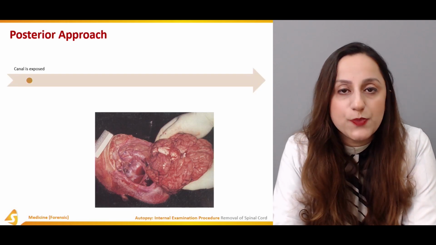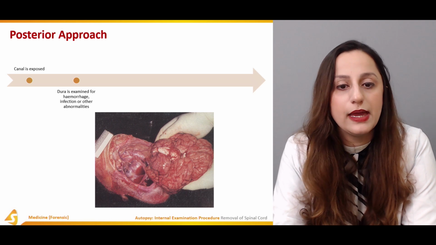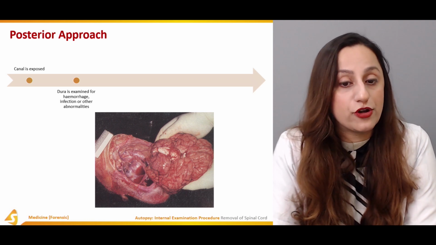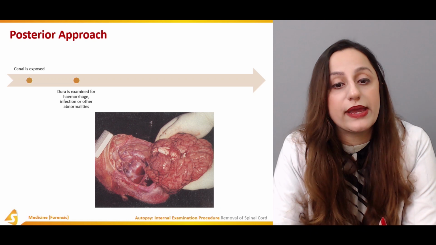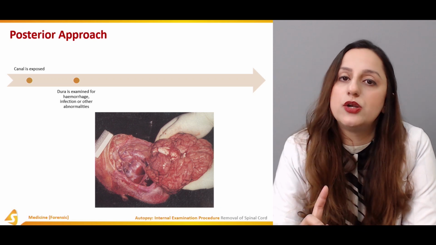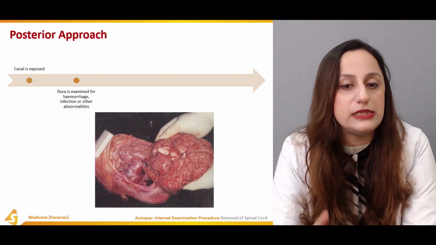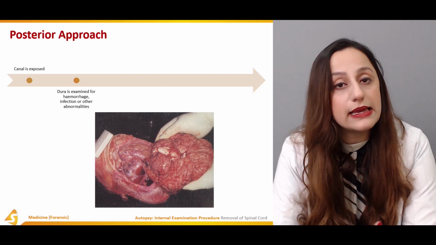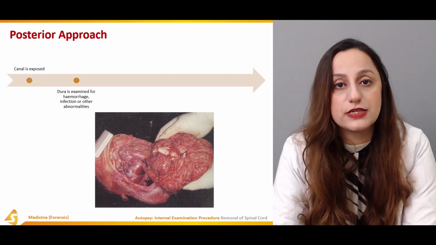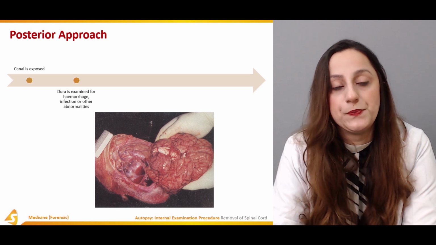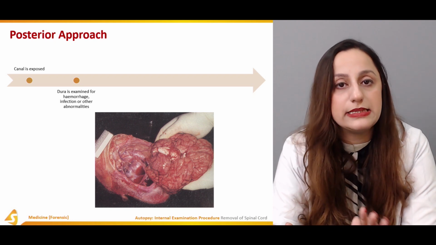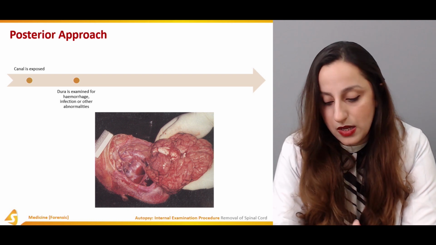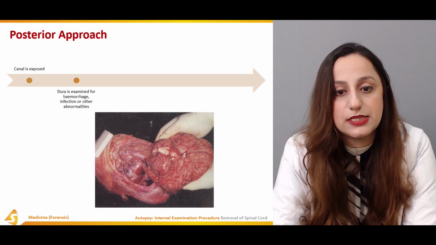Now, the canal is exposed in the posterior approach. The dura is examined for hemorrhage, infection, or any other abnormalities. So we are looking for hemorrhages, edemas, infectious states, and any other congenital abnormalities. For example, spina bifida and all of these spine abnormalities can be detected at this level when we are examining the spine in detail.